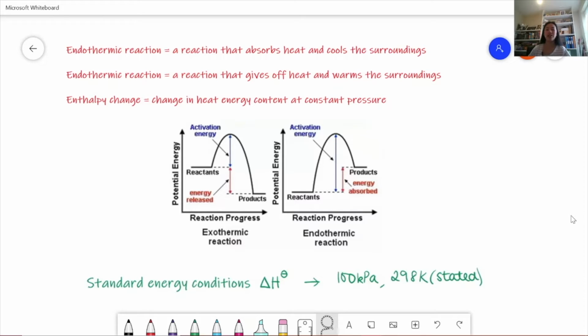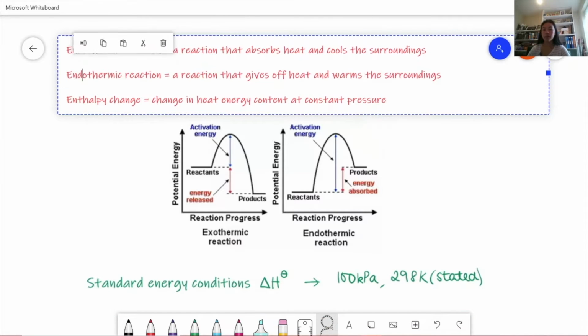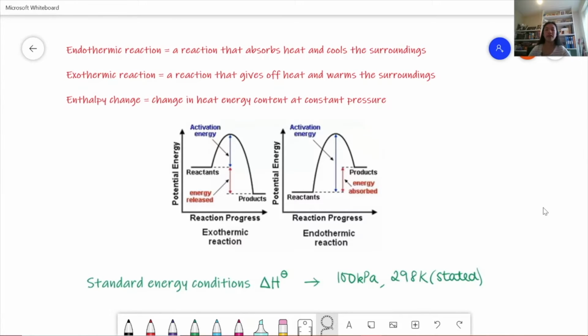Firstly, we're going to look at the two different types of reactions. So the first one is an endothermic reaction, and this is a reaction that absorbs heat and cools the surroundings. And then we have the exothermic reaction, which is the opposite. So it's a reaction that gives off heat and warms the surroundings. When we talk about enthalpy change, we just mean a change in the heat energy content, which is measured at constant pressure.